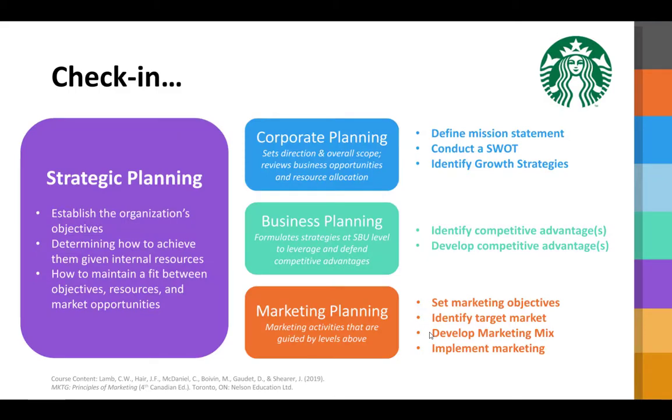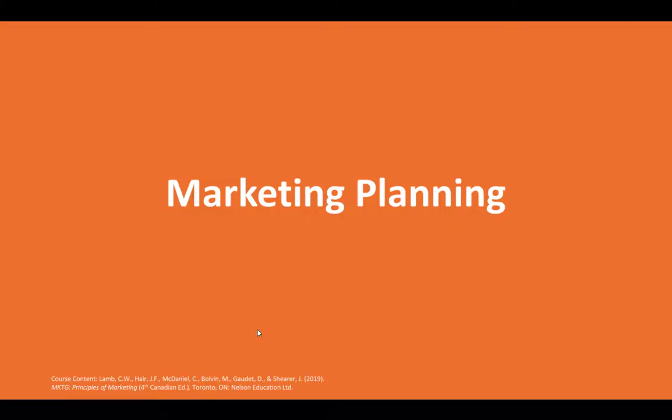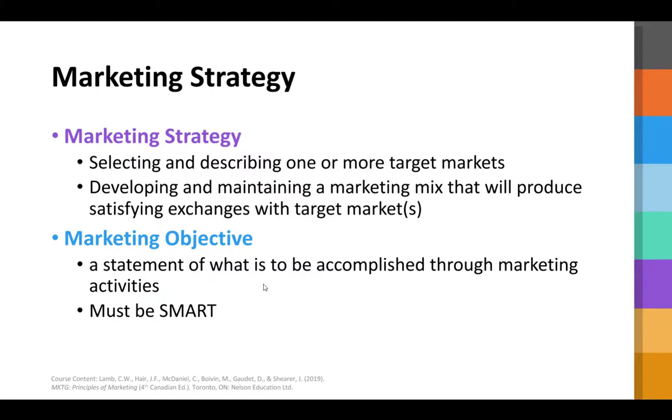So to check in, we did strategic planning, that's the big umbrella. We went through corporate planning and talked about the SWOT analysis and how to do that. Remember, strengths, weaknesses, opportunities, threats, internal and external. Identified competitive advantages. Well, let's keep going to marketing planning. So marketing strategy: selecting and describing one or more targets, and developing and maintaining a marketing mix that will produce satisfying exchanges with target markets.